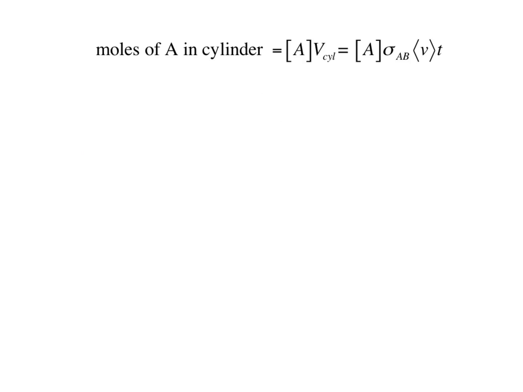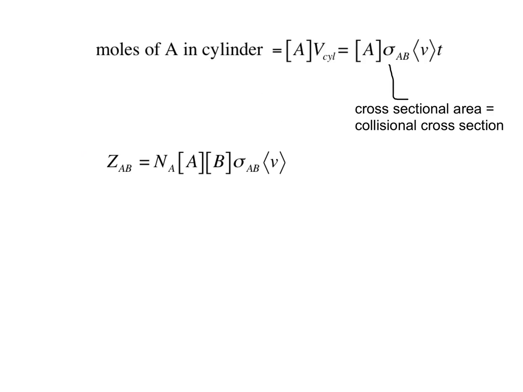The cross-sectional area of the cylinder is often denoted by sigma sub AB. This cross-sectional area is also known as the collisional cross-section. This name makes sense because this is the area occupied by the two molecules when they collide. So far, we have the number of collisions of one B molecule with all the A molecules in the gas in the units of moles.